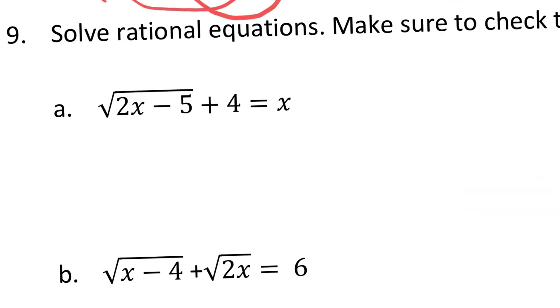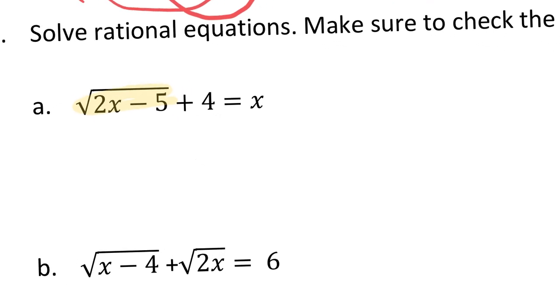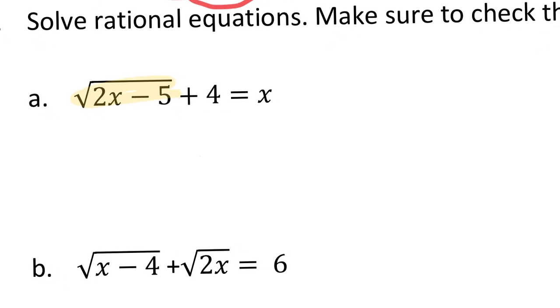All right, let's look at question A on number 9. On this one, we want to isolate the square root first. So we're going to isolate that square root. We need to isolate the square root. We're going to subtract the 4 over. So we have the square root of 2x minus 5 equals x minus 4.